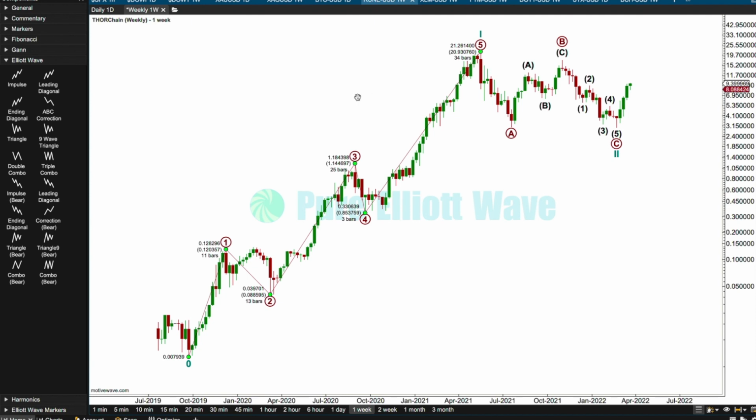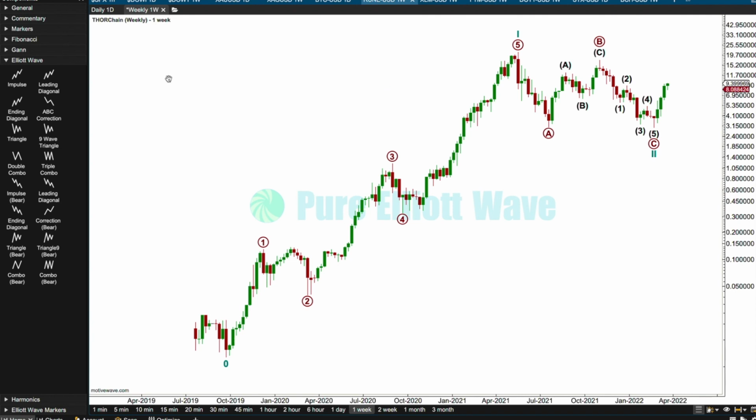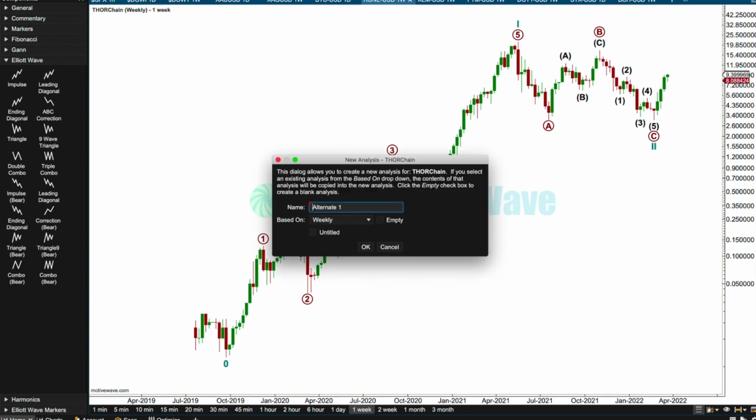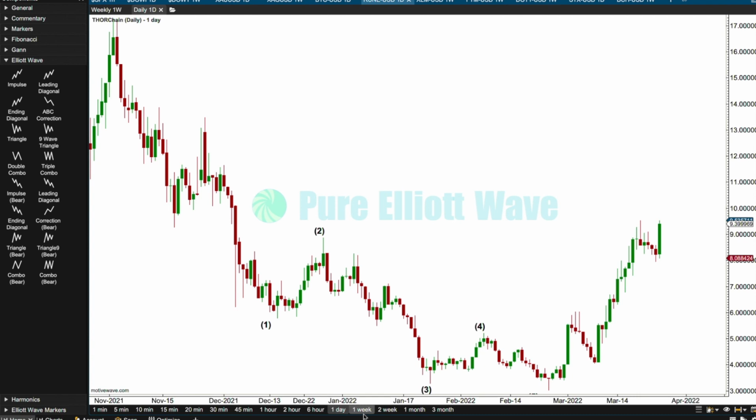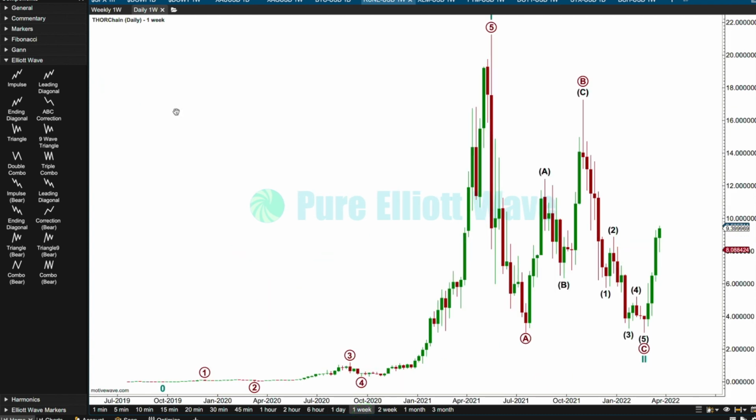So I really like the look of this chart. I'm going to save that work. I'm just going to delete that. And now I'm going to create a daily chart. Just check my labels are on here.